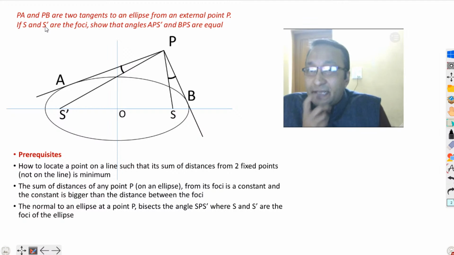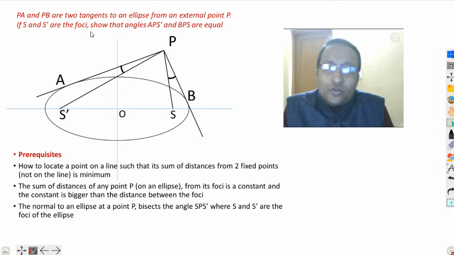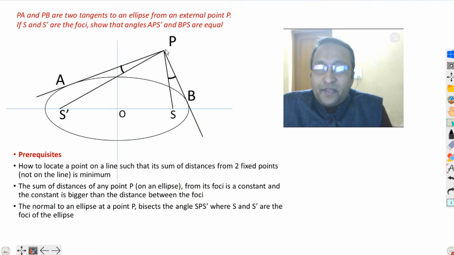The problem says that if PA and PB are two tangents to an ellipse from any external point P, and S and S dash are the foci of that ellipse, then these two angles that are marked in this diagram, APS dash and BPS, they both are equal. This is what we intend to prove.